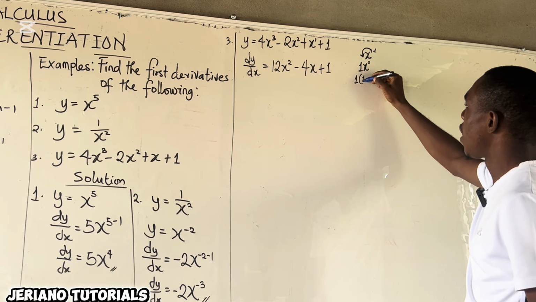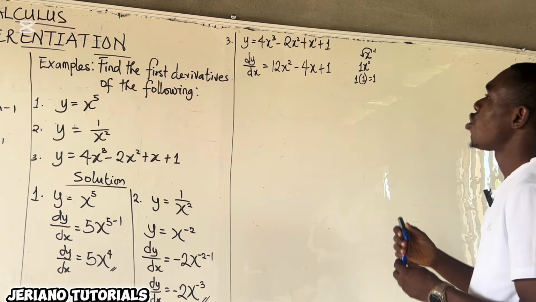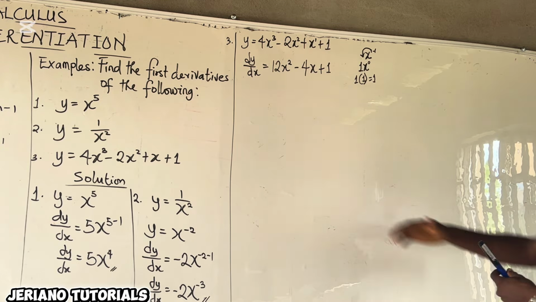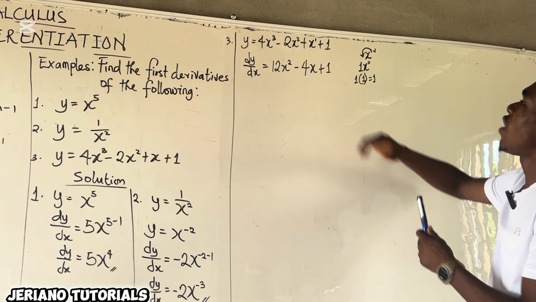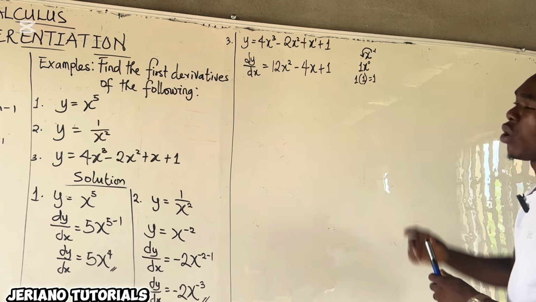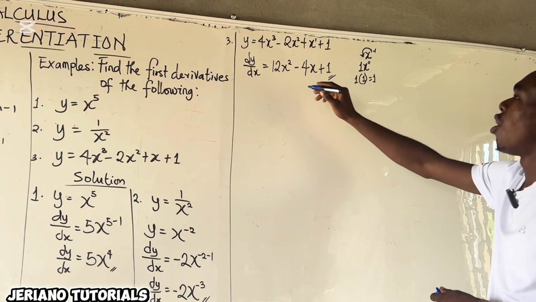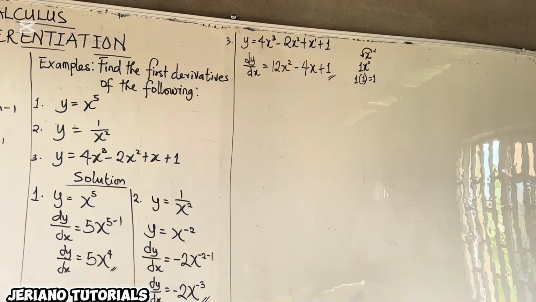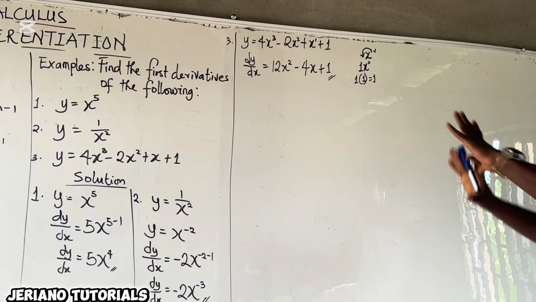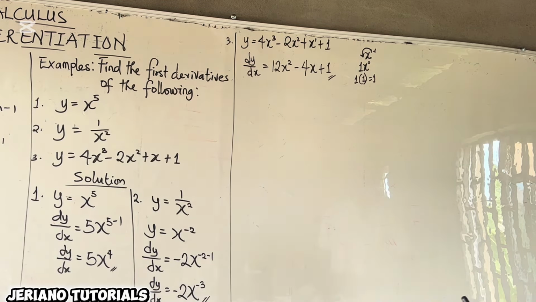So this is like 1 multiply 1 to get 1. Whenever you are differentiating x, you just get 1. And whenever you are differentiating a constant, it is gone. Now this is the first derivative of 4x cubed minus 2x squared plus x plus 1. Now that is the introduction of differentiation.